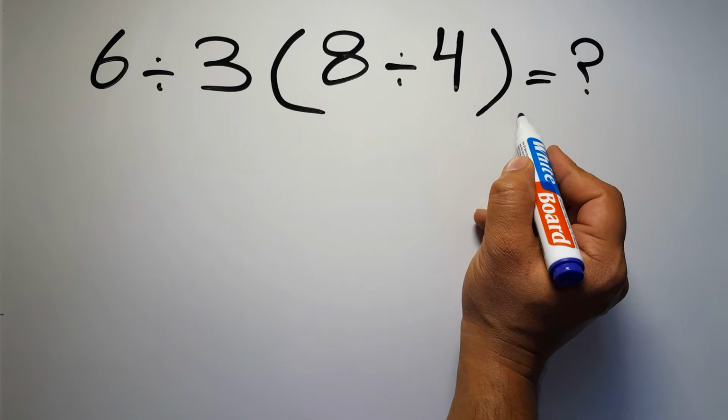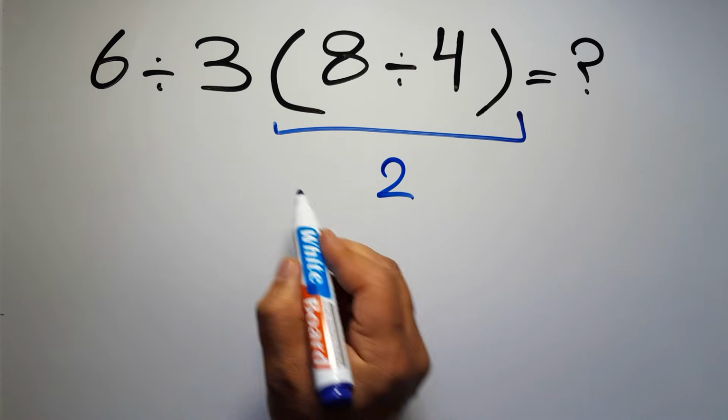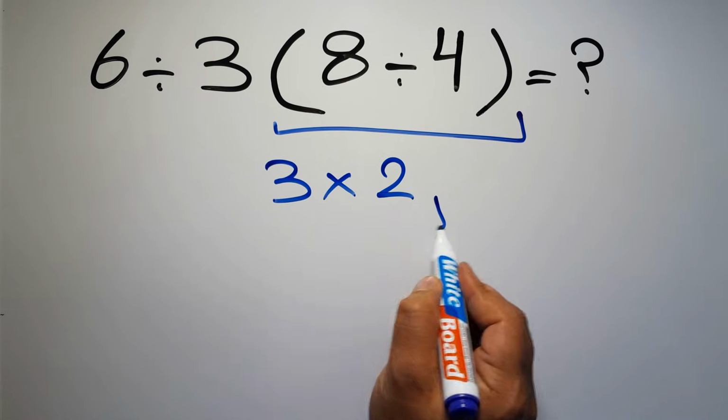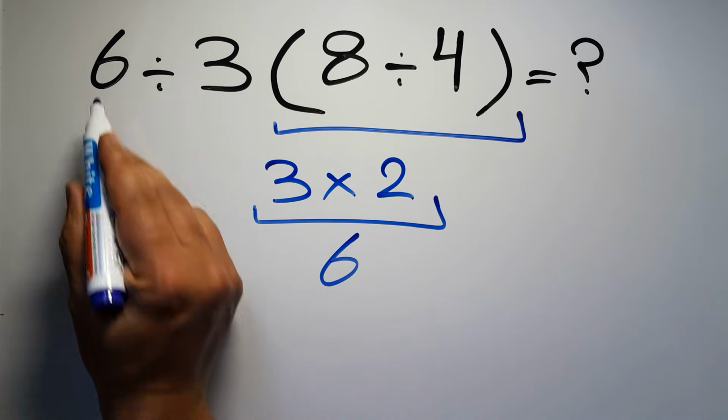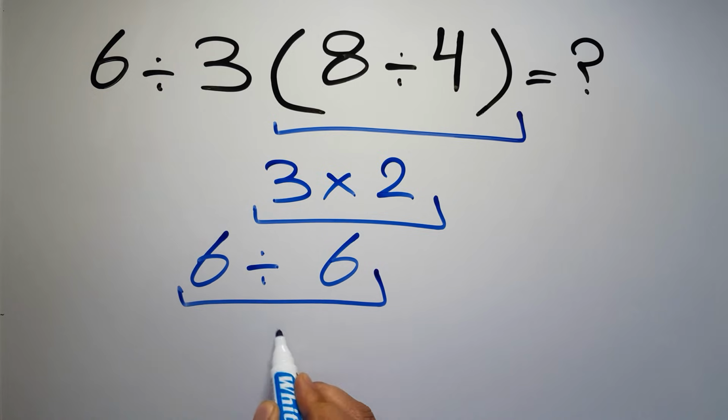8 divided by 2 gives us 2. And 3 times 2 equals 6. So 6 divided by 6 is just 1.